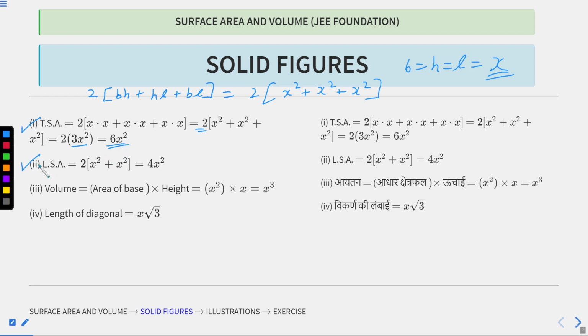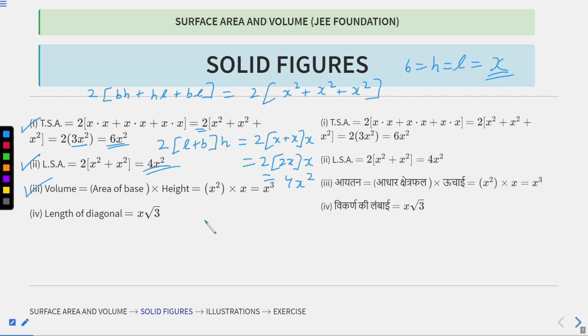Now for the lateral surface area we had, if you recall, 2 times L plus B times H. So now we have 2x plus x into x, which is equal to 2x into x, which equals 4x square. So the formula is 4x square.